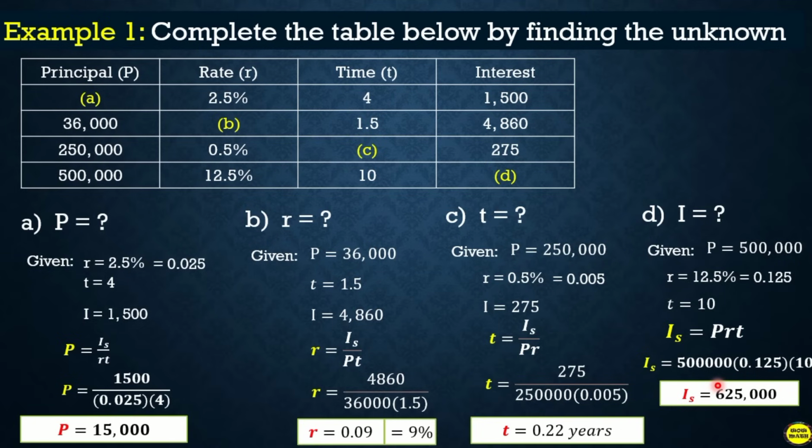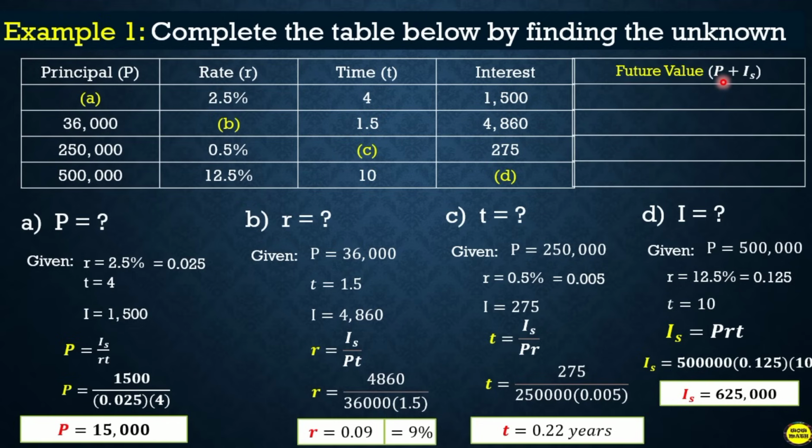What if kukunin natin yung future value nitong apat? Again, what is the formula for getting the future value? That is principal plus the interest. Dito sa una, ano yung principal amount natin? That is 15,000 plus the interest, 1,500. So, that is 16,500. Sa pangalawa, ano yung future value natin? 36,000 plus 4,860. That is 40,860.